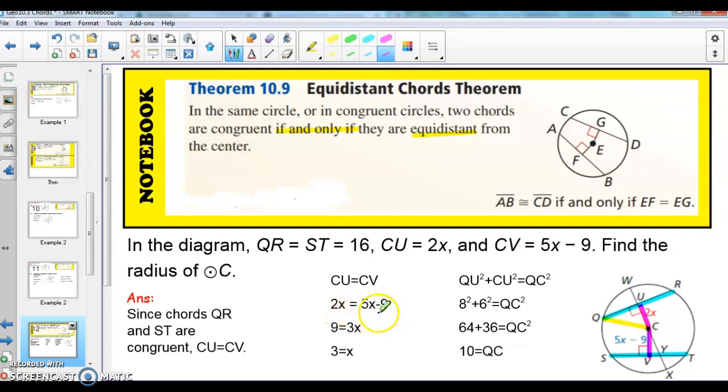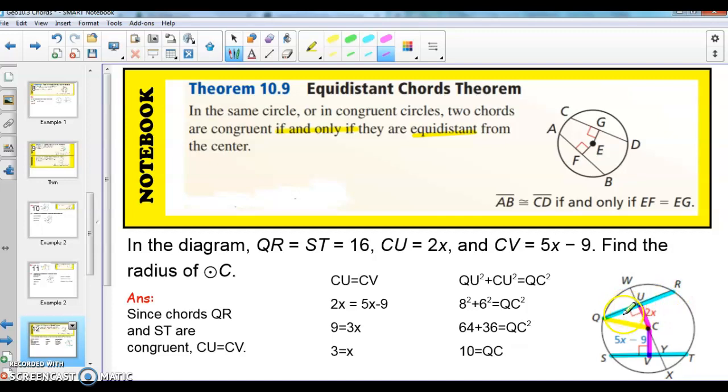Subtracting 2x from both sides, we get 3x is equal to 9. I move the 9 over and change its sign, and then dividing both sides by 3, we get x is equal to 3. Now, if we substitute that into the equation, this 2x will become 6. So we have one side of this triangle already. Now, for this blue segment here, we know that according to the given information, QR is 16. So if we cut this in half, because we want to form a right triangle here, then half of 16 is 8.